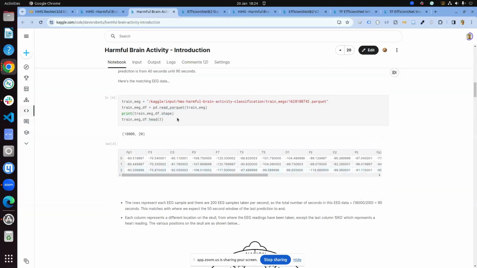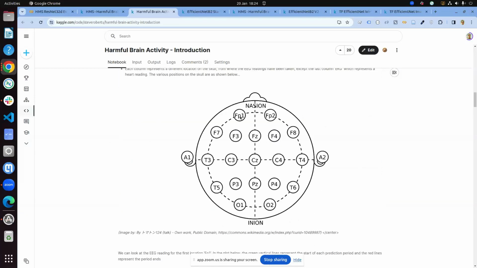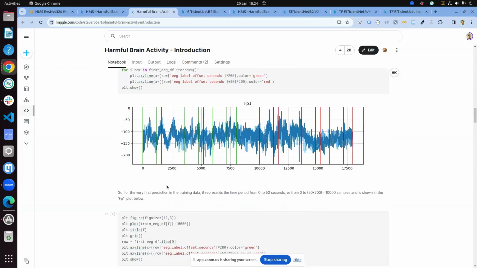Here is a single Parquet file, and as you can see, each one of these columns represents a different location on the head. I presume that's the person's nose and that's their ears or whatever. They're just readings taken there. For a single EEG file, the green line represents the start of a window, and the red line is the end. So this is the first window, from the green line to the first red line.